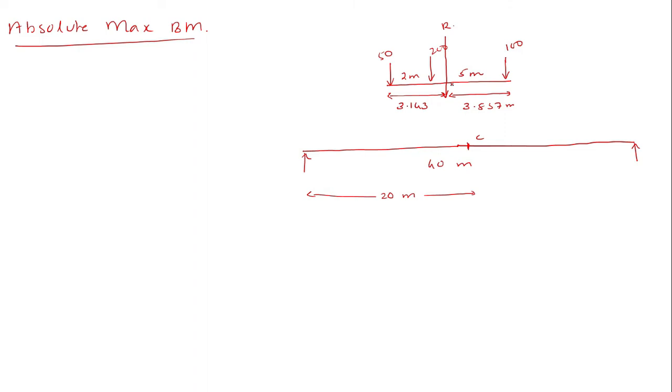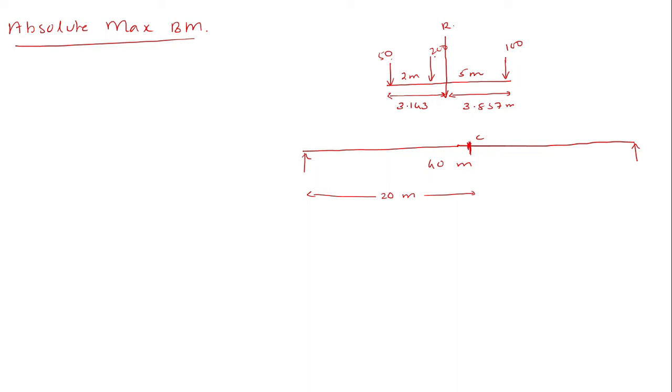The first thing is that I place these loads in such a way that this corresponding C lies equidistant between R and 100. The second case is that I place the load in such a way that this point C is equidistant from 200 and R. Then I place the load in such a way that this point C is equidistant between 50 and R. Then you find the corresponding value of bending moment, and among these three possible cases, whichever is the maximum would be the absolute maximum value of bending moment.